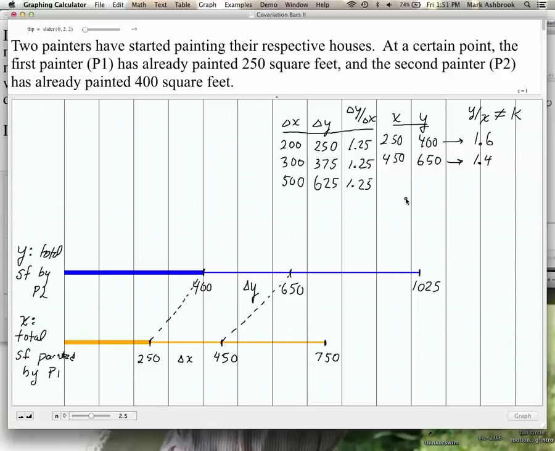So what is varying with constant rate of change? Is delta Y varying with constant rate of change with respect to delta X? Or is Y varying with constant rate of change with respect to X? Talk to the person next to you. What's varying with constant rate of change? Delta Y with respect to delta X? Or Y with respect to X? Go.